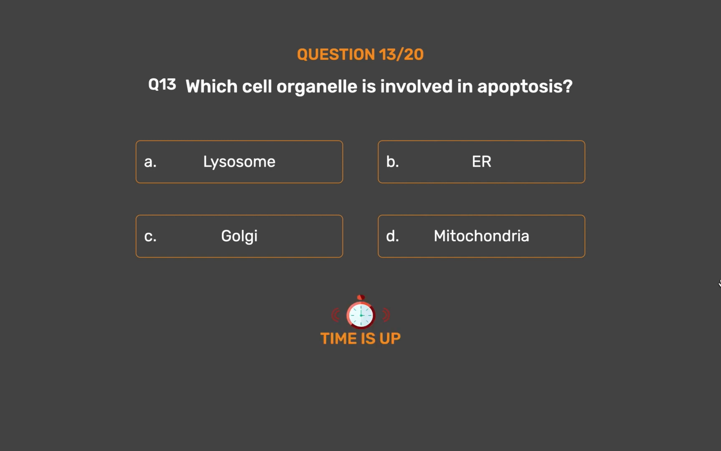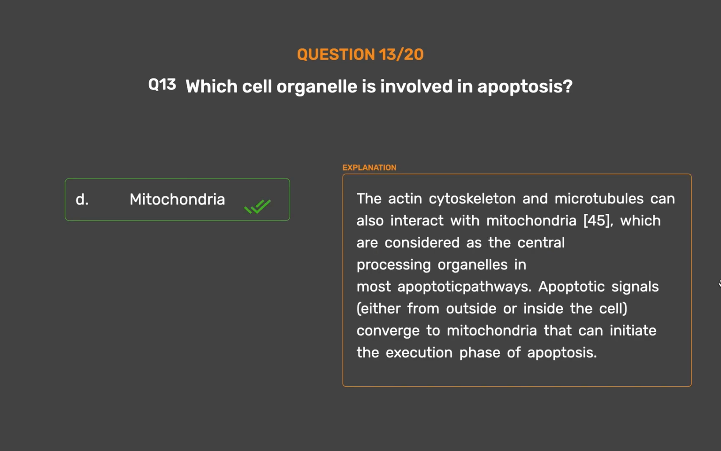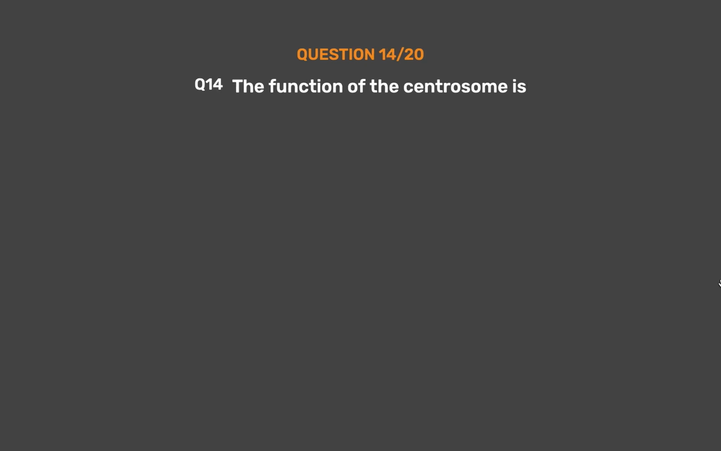The correct answer is Option D. Mitochondria. The actin cytoskeleton and microtubules can also interact with mitochondria, which are considered as the central processing organelles in most apoptotic pathways. Apoptotic signals, either from outside or inside the cell, converge to mitochondria that can initiate the execution phase of apoptosis. Question number 14.